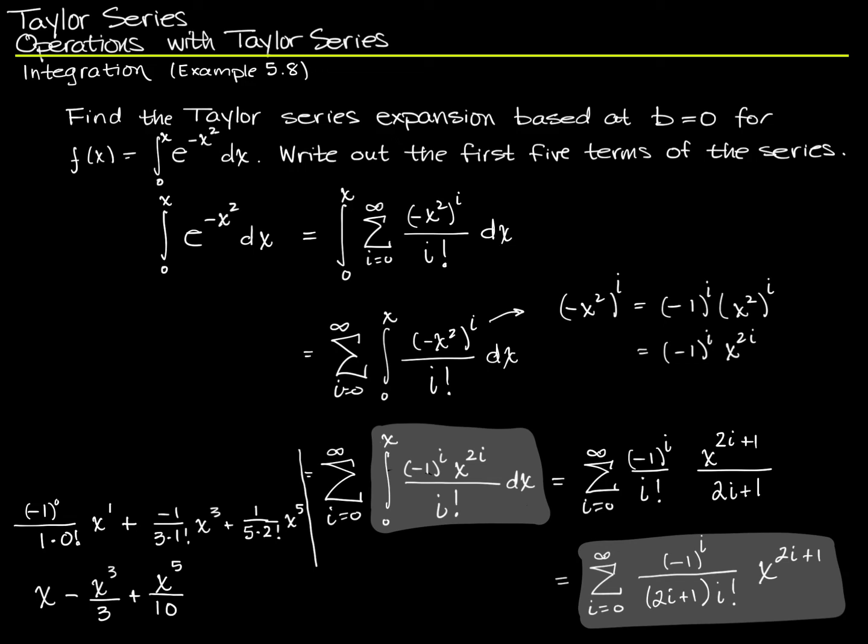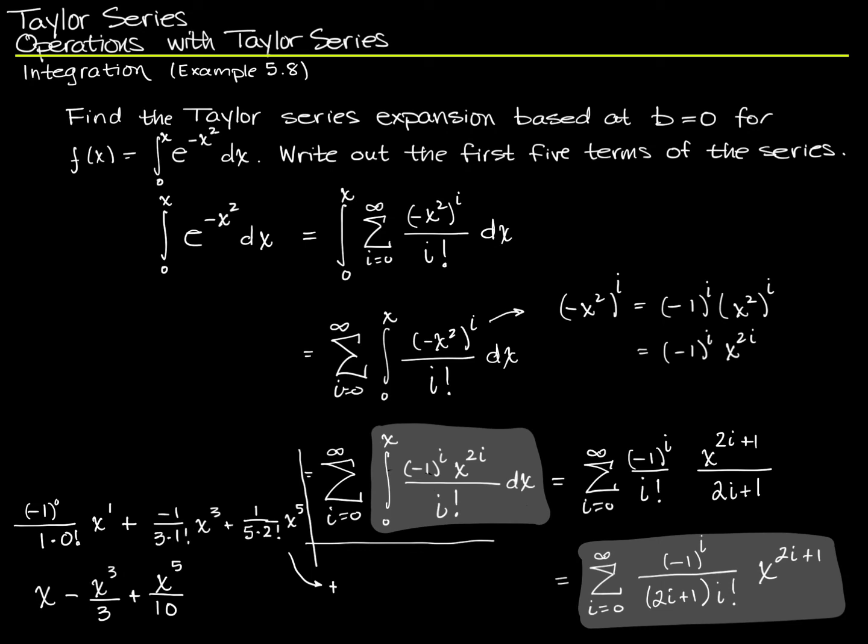Now I've run out of room, so typical for me. Let's go down here. Plus, I have to do 5 terms. I've got 3 so far: 1, 2, 3. I need 2 more. So I have i equals 0, i equals 1, i equals 2. I need i equals 3 and i equals 4.